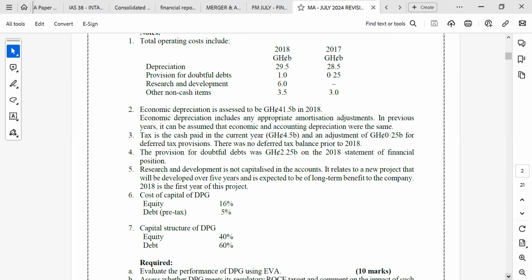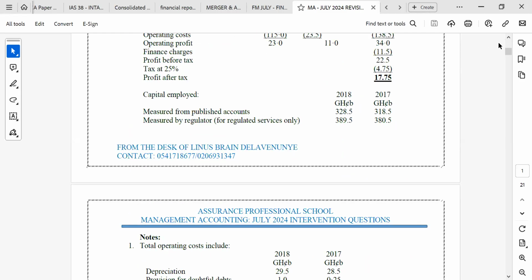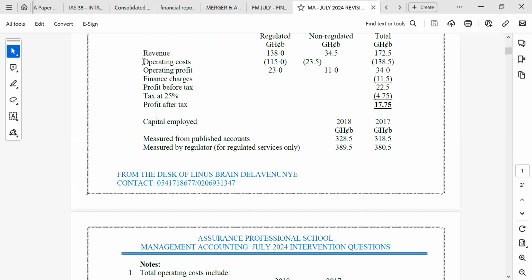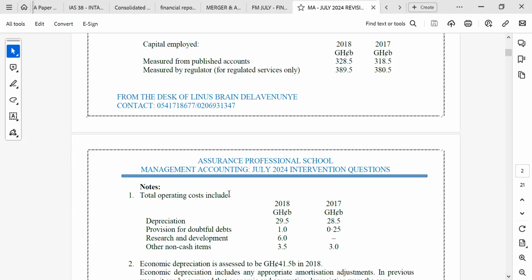Please, the research and development, why have we added the whole figure to the non-current assets before we deducted the amortized amounts? What is over here? Operating cost, isn't it? Okay. Look at this one. Note, total operating costs include what? Operating costs include depreciation. Research and development, both 2017-18. So is the research and development expenditure of 6 million part of the operating cost that we are subtracting before getting a profit?